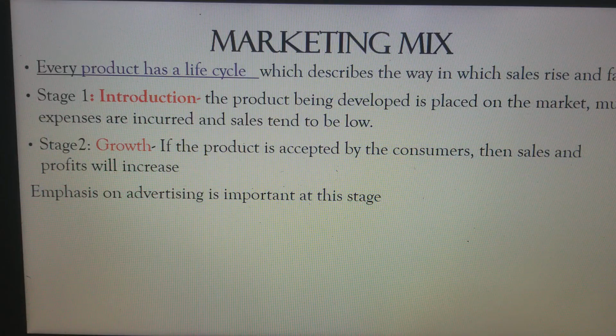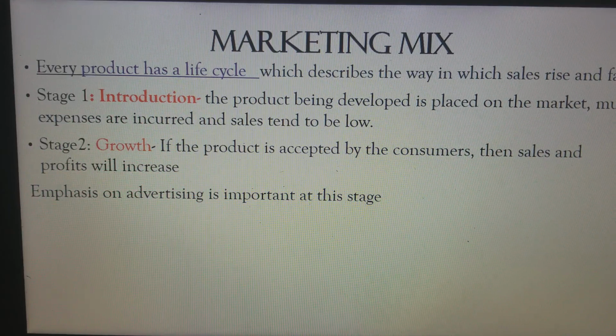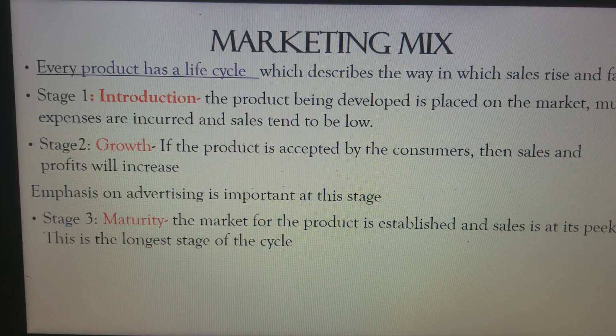Emphasis at this stage is on advertising, because it's important to bring the information out there so more customers, more consumers can know about the product so they can be purchased. Stage 3 is maturity in the cycle. So after the product grows in terms of demand and customers liking it, it is going to reach a place that is called maturity, right? The market for the product is established, everybody knows about it, and sales is at a peak, all right?